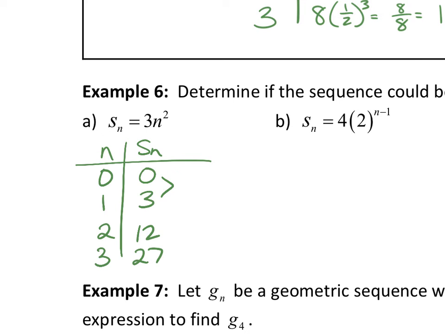Is that even possible at all? No, because you'd be multiplying by 0, right? So that's not even possible. Right there, we already know that this is not going to be geometric. It's not going to be geometric because we can't even do the first term like that. So this is not geometric.